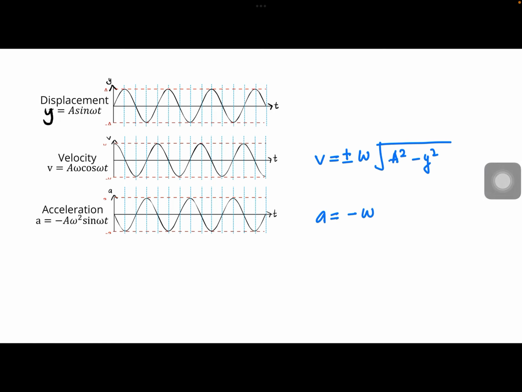The next one, let's say the question asks you to find the value of maximum acceleration. We know that acceleration is maximum at the position y equals to amplitude. So A, the amplitude, means the maximum displacement. We are using this equation to calculate the maximum acceleration, not this one.